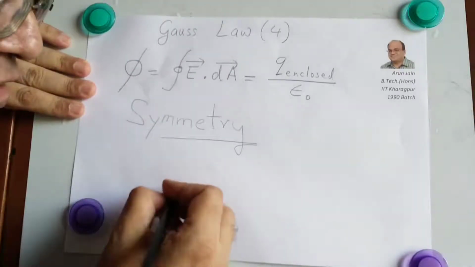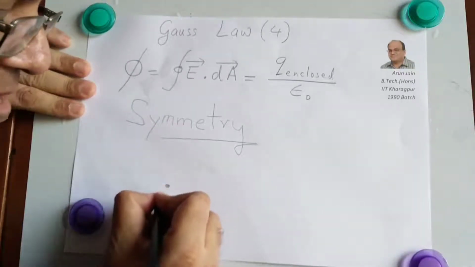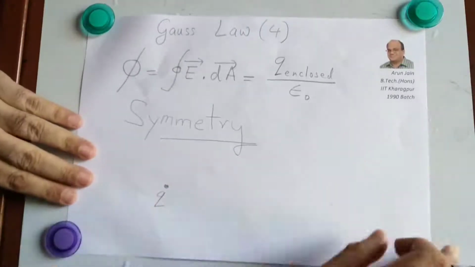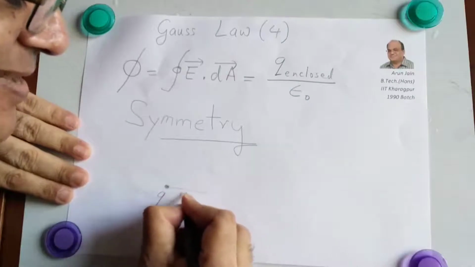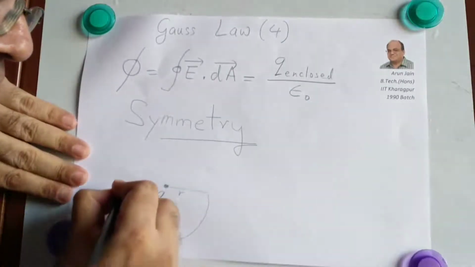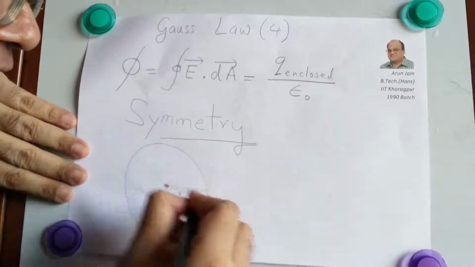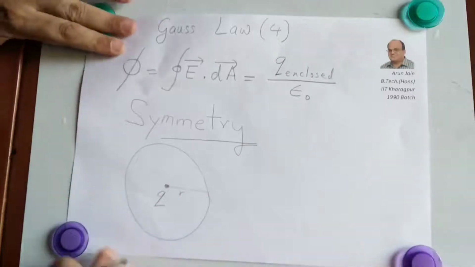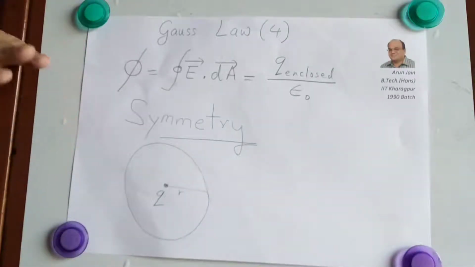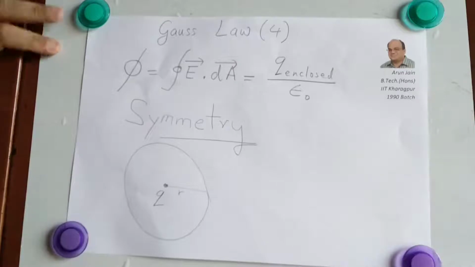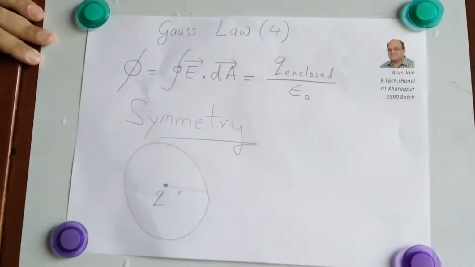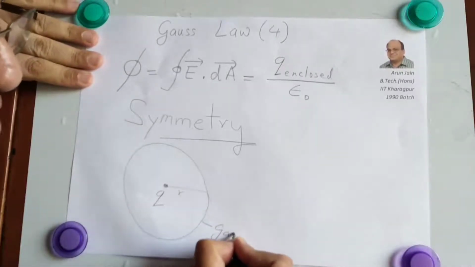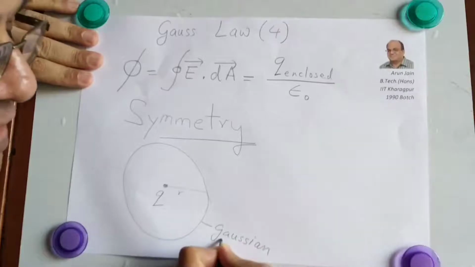Now, suppose we have a point charge here, Q. We want to find the electric field at a distance r. So we'll draw a spherical Gaussian surface enclosing this charge. And now we'll look at the symmetry, that we call symmetry arguments. It is very easy to understand. This is our Gaussian surface, also known as Gauss surface.